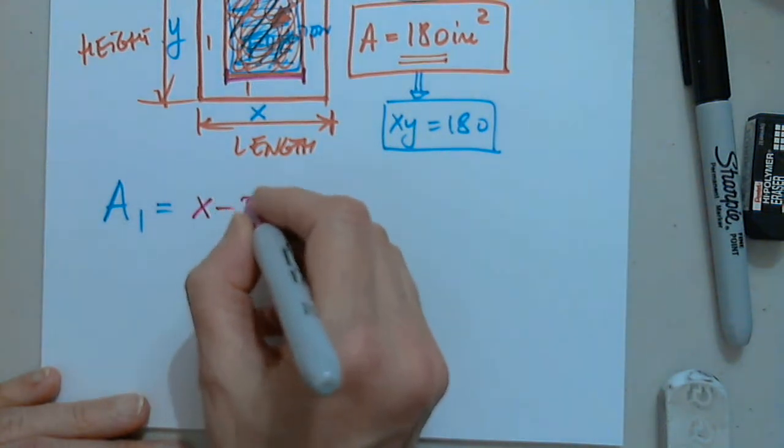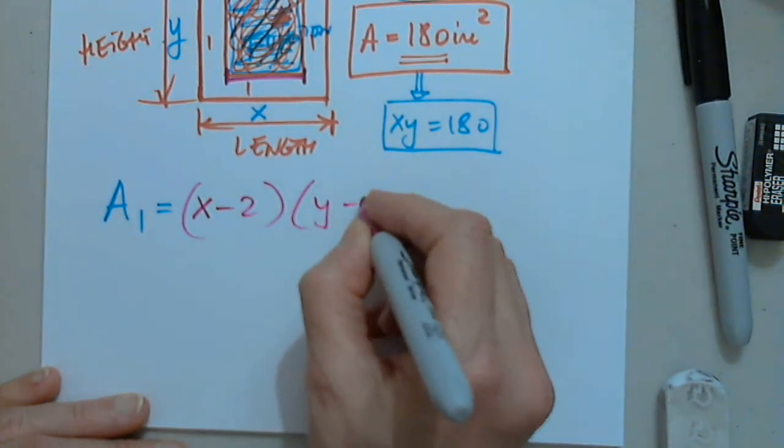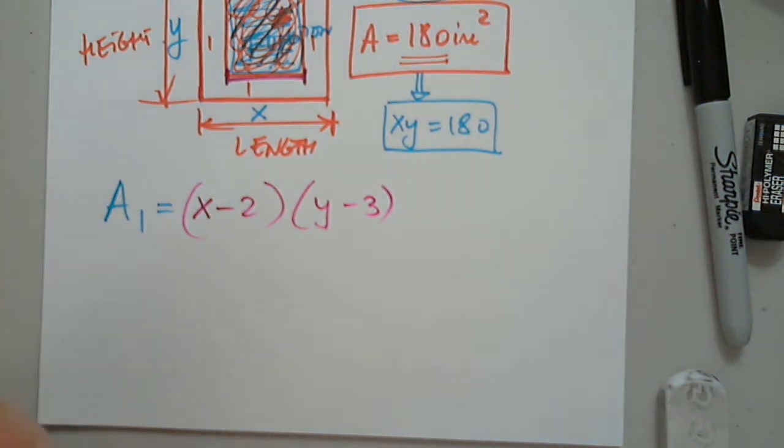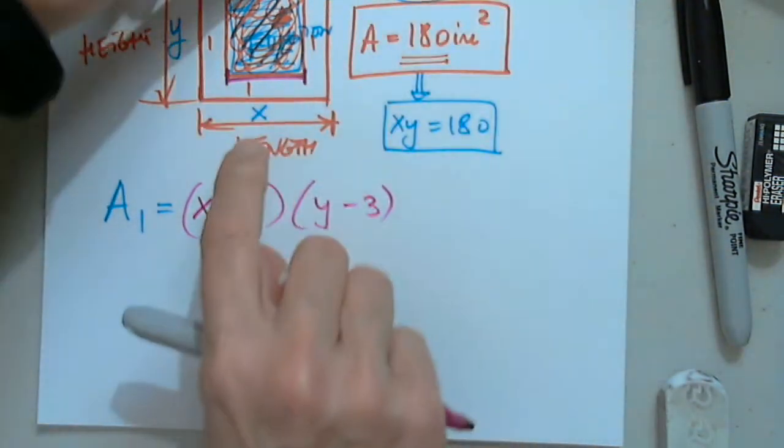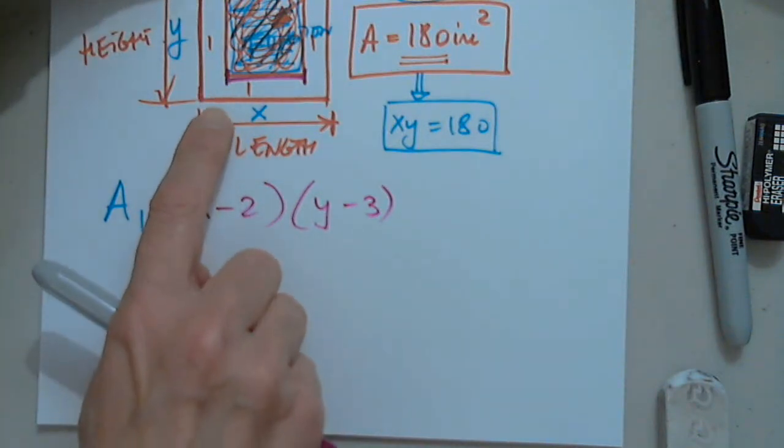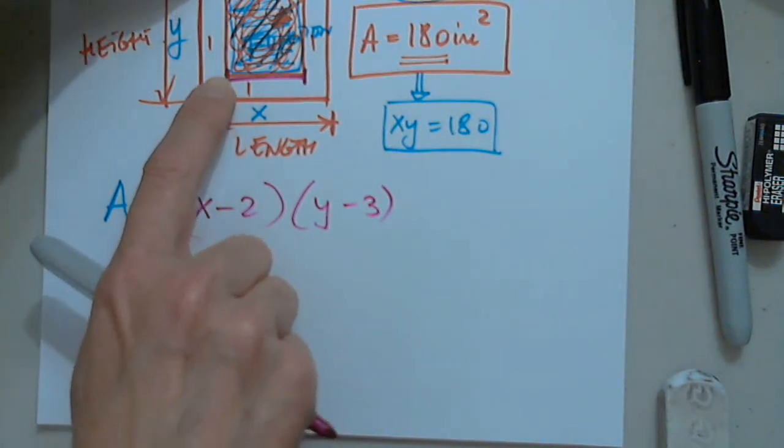x minus 2 times y minus 3. Very good. Awesome. That's exactly it. So this piece is x minus 2 inches. And this piece is indeed y minus 3 inches. Very good. Awesome.